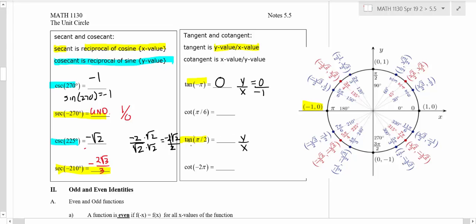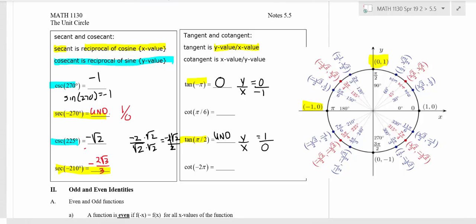If we do tangent of pi over 2, pi over 2 takes you to this point. Y is 1, x is 0, so what's the answer? That one's undefined, and that will happen. You'll get undefined on a lot of these problems. You won't on the sine and cosine. Sine and cosine are always defined, but the other 4 trig functions have places where they're undefined.